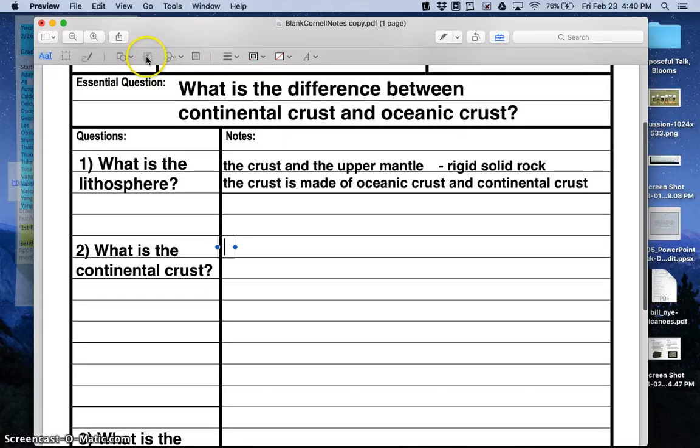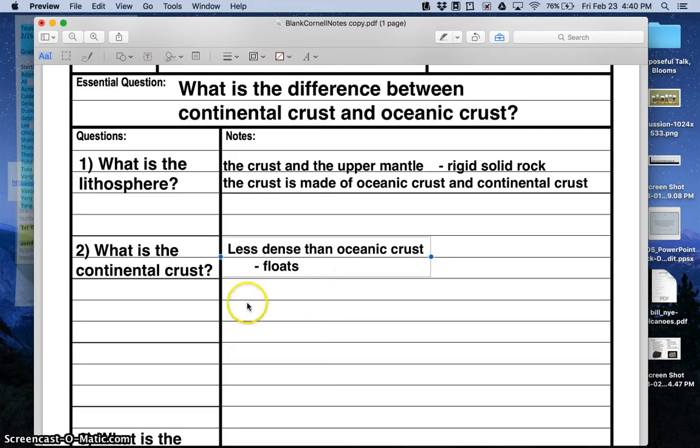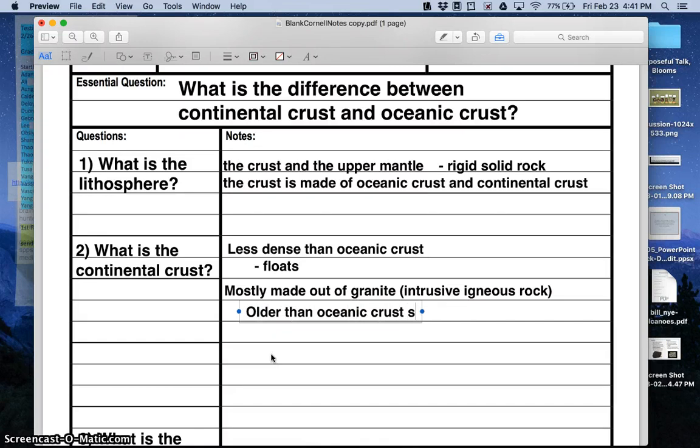Okay, here we go. What is the continental crust? It is less dense than oceanic crust. That means that it floats, because in a density column, less dense floats on top of the more dense because the particles are further apart. It's mostly made out of granite, which is an intrusive igneous rock. And the continental crust is older than oceanic crust, since it is not renewed.